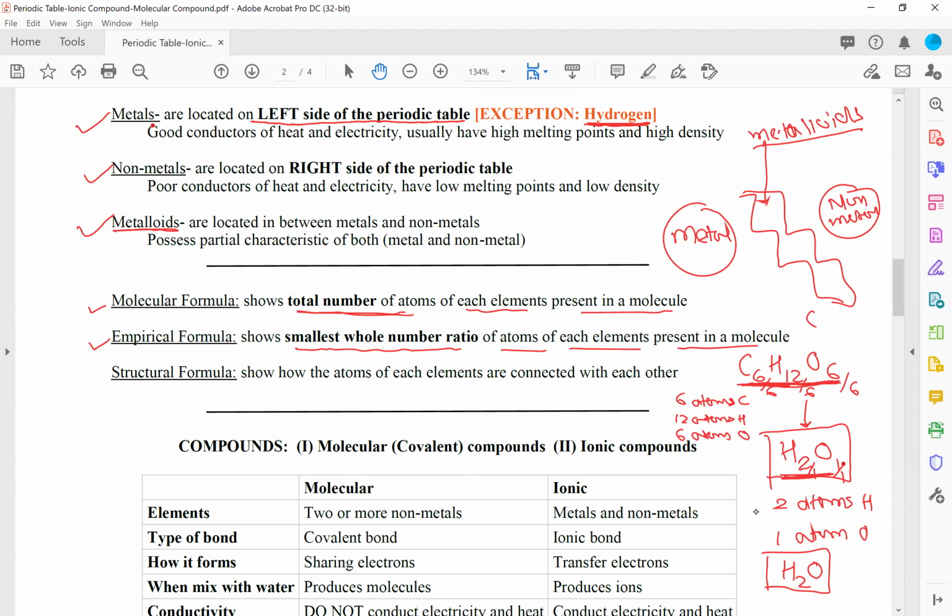C, 6 cancels out. H, 12 divided by 6 would be 2. And O, 6 cancels out. CH2O. What is this? This is called the empirical formula for sugar. What did I do? I simply found out the smallest whole number ratio of each atom of each element.